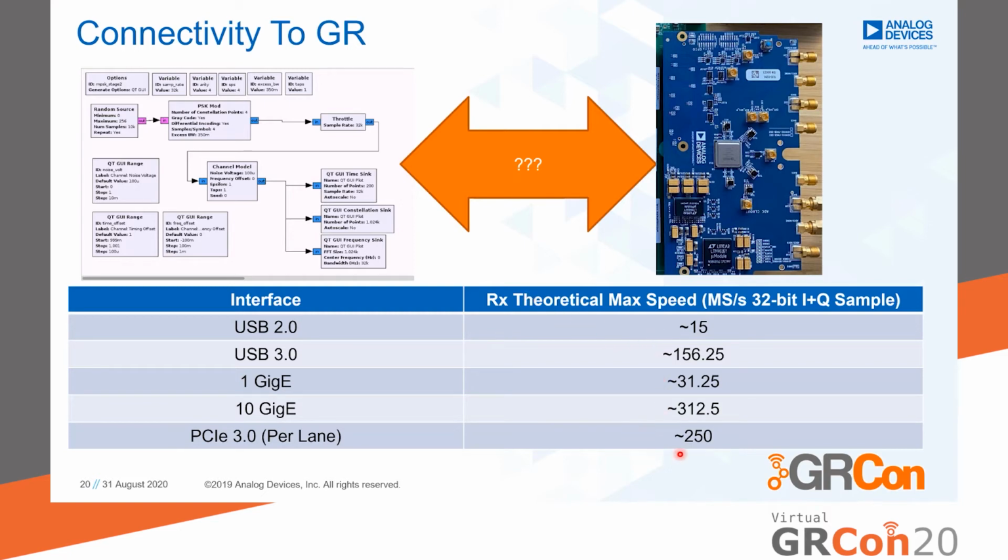So PCIe and 10 gig are kind of the realms that we want to be in. But we're talking about PCIe where we would have almost one lane per sample. That's the kind of order that we're talking about to actually just move data from the eval board back to your PC for GNU Radio to process. So pretty extreme speeds here.